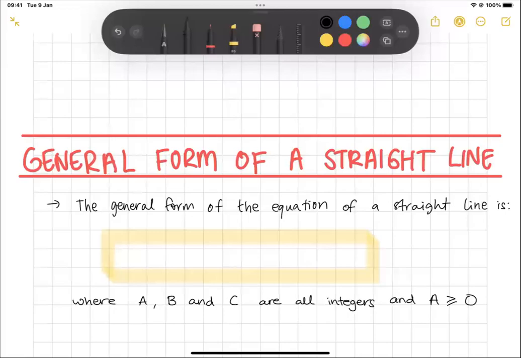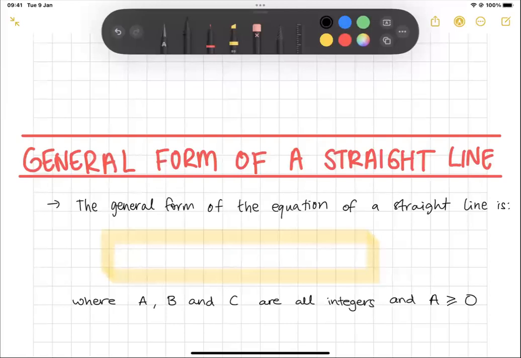Welcome back. Today we're going to be looking into the general form of a straight line. The general form is, again, another way for you to write an equation of a line. So before we look into that formula of a general form, let's just have a little recap.